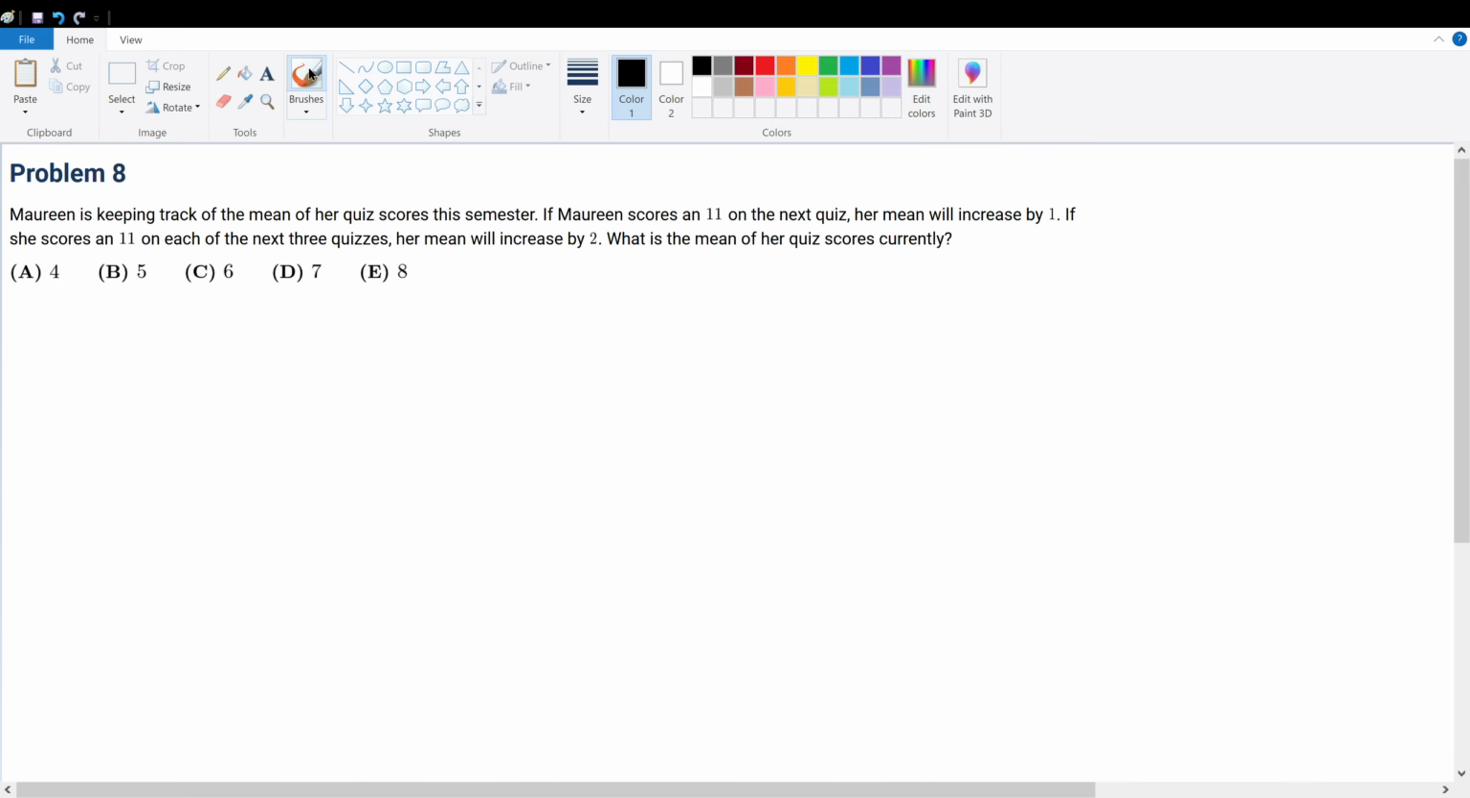Problem 8. Marine is keeping track of the mean of her quiz scores this semester. If Marine scores 11 on the next quiz, her mean will increase by 1. If she scores 11 on each of the next 3 quizzes, her mean will increase by 2. What is the mean of her quiz scores currently?